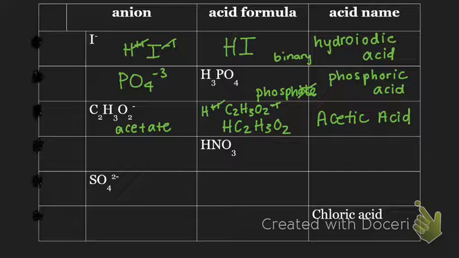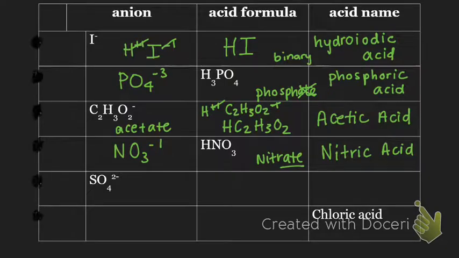This one, NO3, comes from nitrate. So nitrate is NO3 -1. It's H in front because hydrogen's a +1 and then nitrate's a -1. So our formula is HNO3. Since this came from nitrate, we drop the ate and we put ic. So that'd be nitric acid.